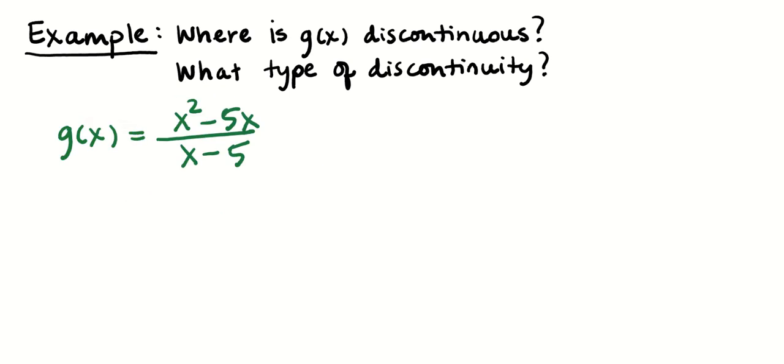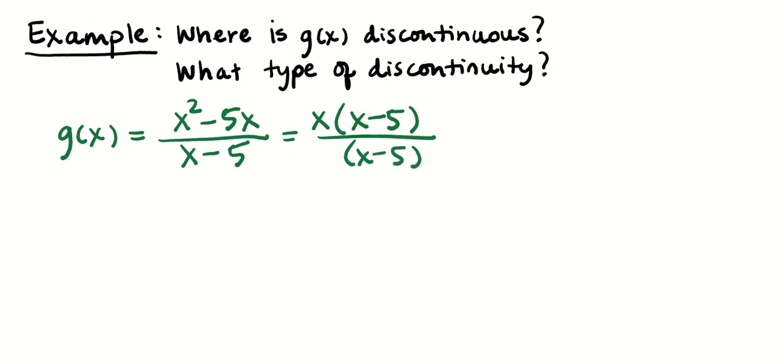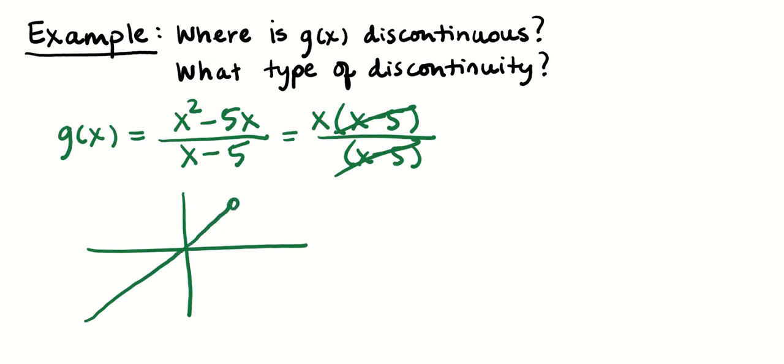Now, if g of x is some kind of rational function that looks like it has redundant factors, then we would factor, cancel, and see what happens, right? See if it can be canceled. I'm going to factor out an x from the top, and I've got an x minus 5 on the bottom, so I'll be able to cancel that. And we know that when we cancel off factors on top and bottom of a rational function, that gives us a hole. So this looks like the graph of y equals x with a hole in the graph where x equals 5. That's going to be x equals 5 is the location of a discontinuity, and it's a removable discontinuity.